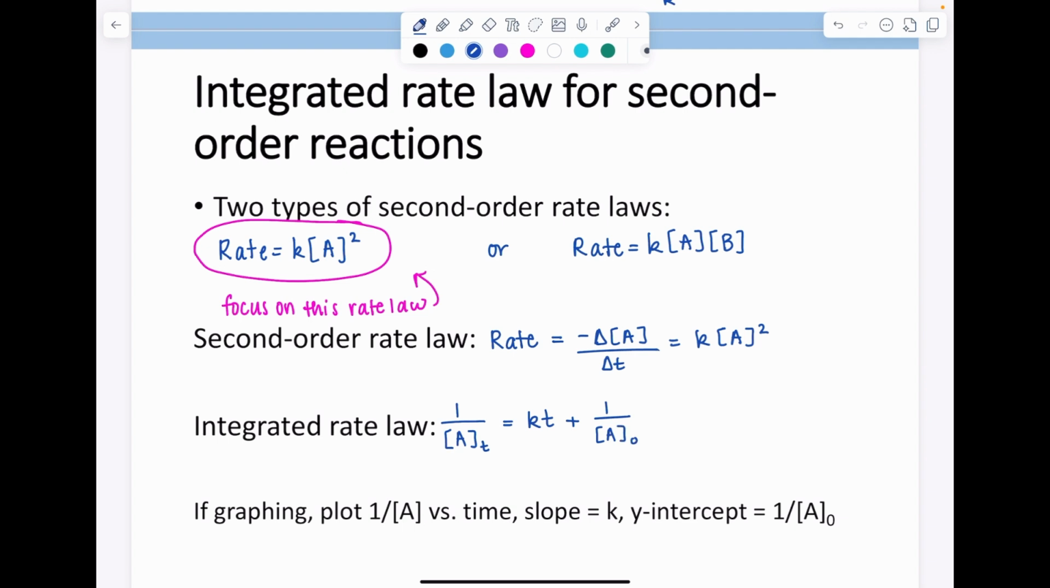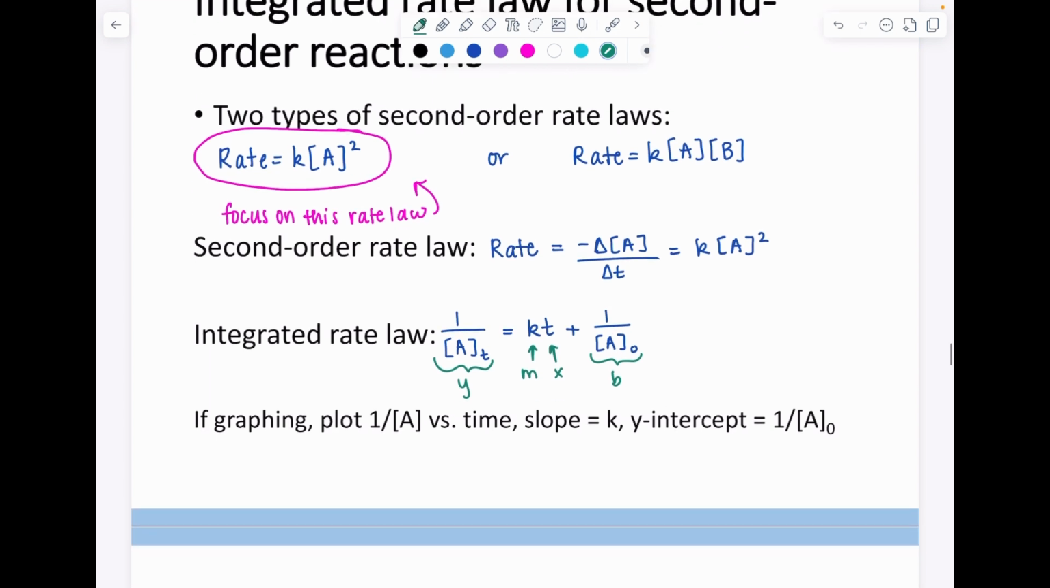This is already in the y equals mx plus b version. So we have K is m, or the slope, T is x. Concentration of A at time t is a function of time, so this is the y. And then concentration of A at time 0, or initial concentration, is a constant that does not change with time, so that is our b. So if you plot 1 over the concentration of A versus time, the slope will be K, and the y-intercept is 1 over the initial concentration.